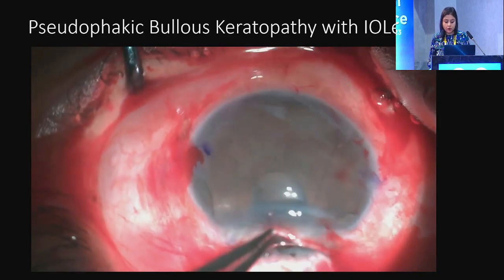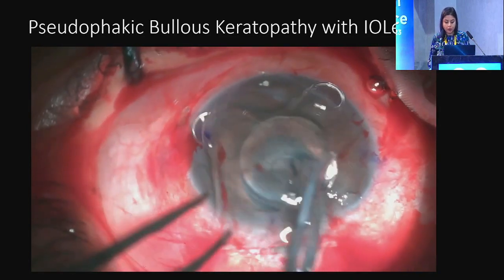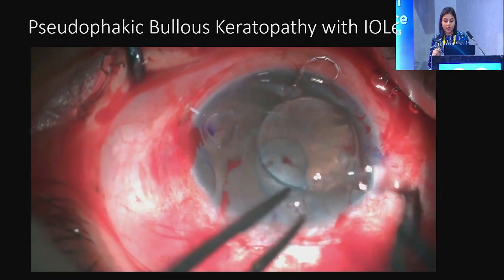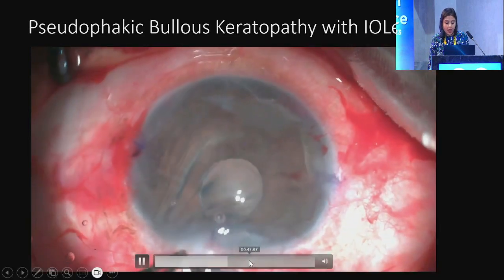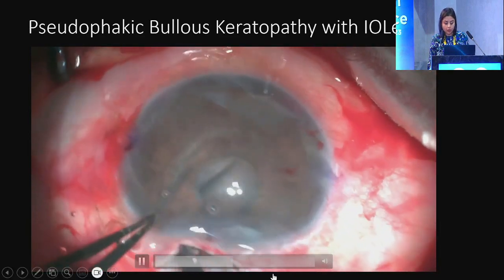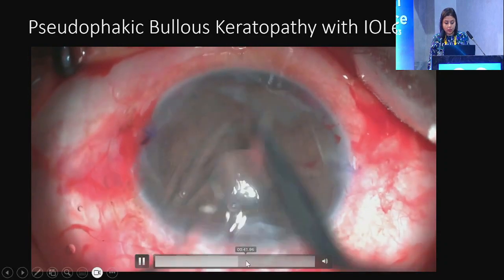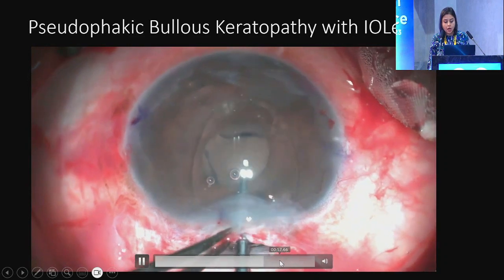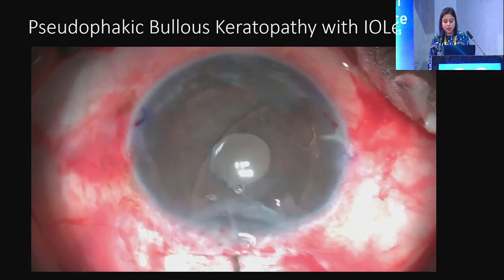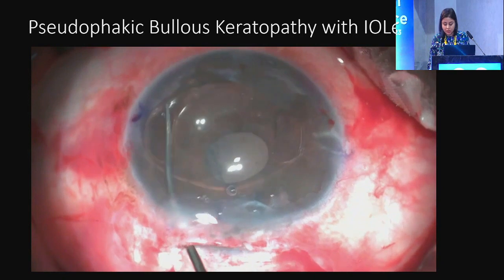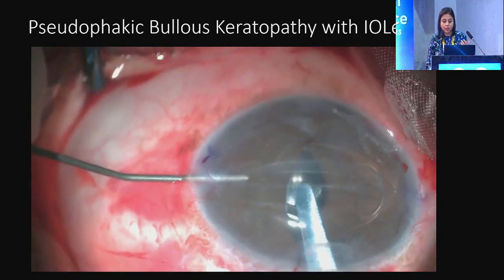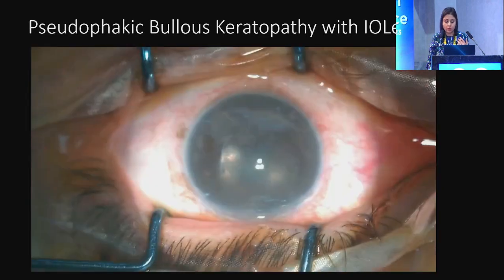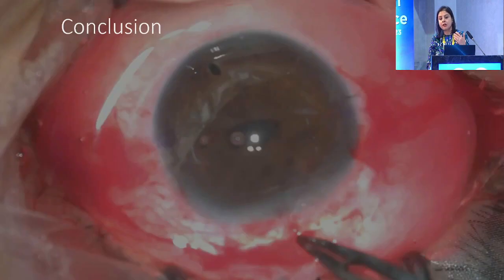As we remove this IOL, we find that one of the haptics has not come out. So it's very important that we look for this haptic before going ahead with any other additional procedures. That was finally retrieved from the tunnel as well. And then we are again going ahead with this iris claw IOL, and this can be easily combined with a DSEK procedure. This is such a fast and quick technique that we can combine it with endothelial keratoplasty or a full thickness keratoplasty, because it does not take more time than we need for a scleral fixated IOL.